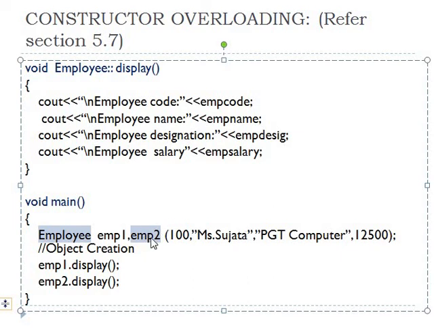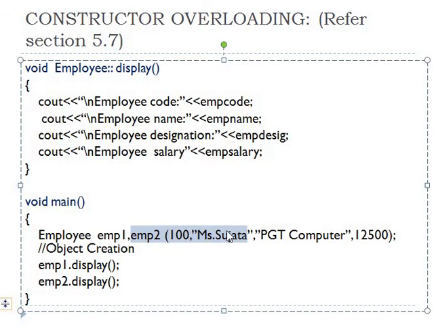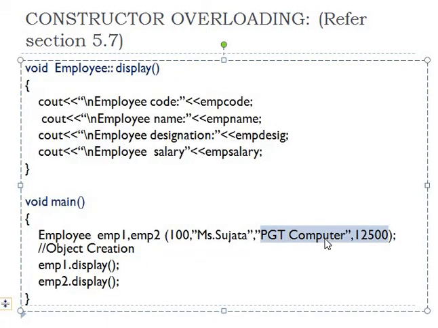So once this object emp2 has been created with these 4 initial values, automatically this particular constructor shall be invoked with these 4 parameters. The first 2 parameters, eCode and eName, will take the initial values 100 and Miss Sujata, and the second 2 parameters, eDesig and eSalary, will take the initial values PGT computer and 12500.